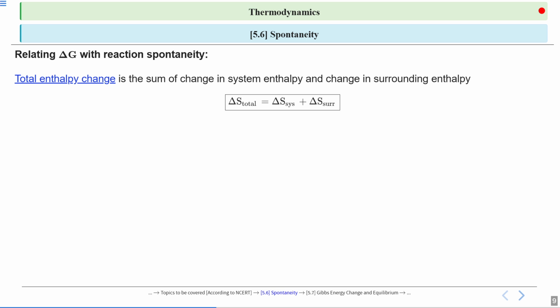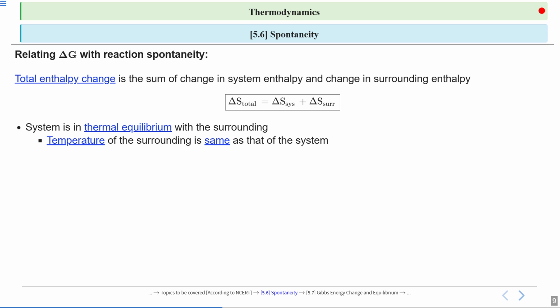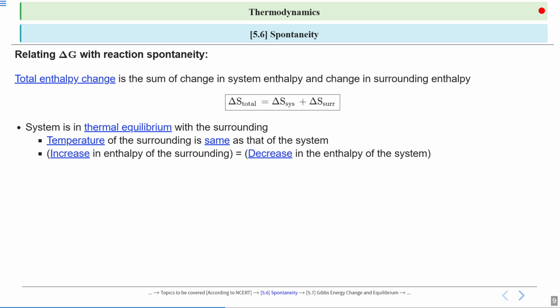We know from our previous discussion that total entropy change can be written as the entropy change of the system plus the entropy change of the surrounding. If the system is in thermal equilibrium with the surrounding, and we were keeping the temperature constant, then what can we write? The temperature of the system and surrounding will be the same. Whatever increase in enthalpy of the surrounding we observe, that same amount of enthalpy will be decreased in the system. So what amount of heat is lost by the surrounding is gained by the system, and vice versa.